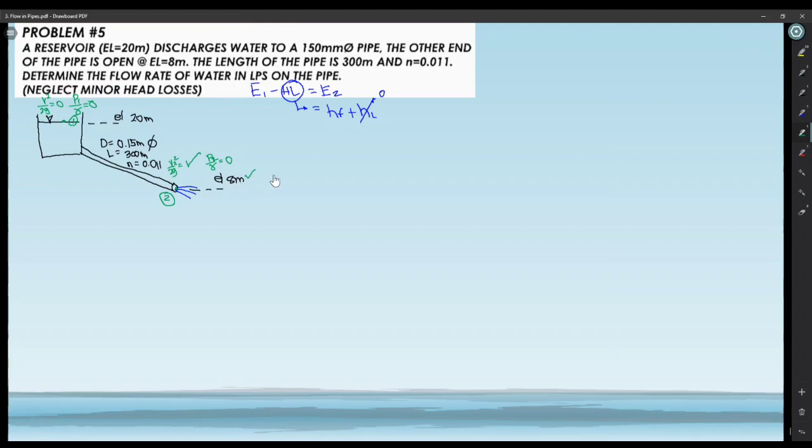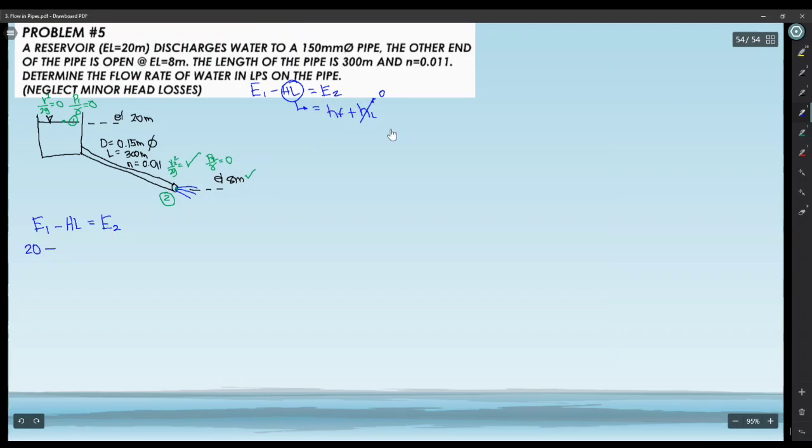So from that equation, may establish natin itong equation na to. So the elevation head at the total energy at point 1 minus the head losses is equals to the total energy at point 2. Again, since 0 naman yan, so ang existing na lang dito sa total energy at point 1 is itong 20 meters.